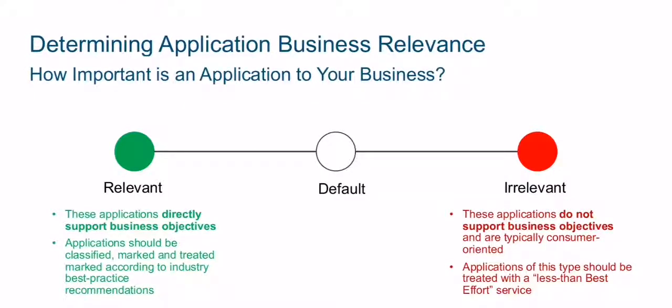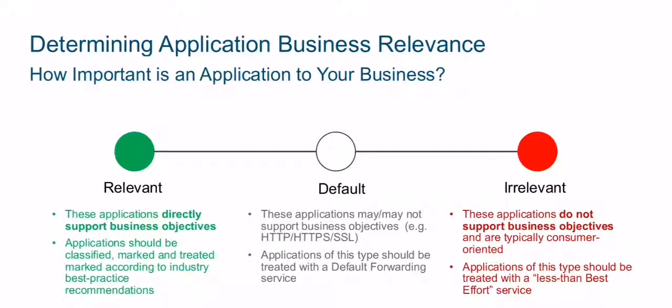Irrelevant are those that do not support business objectives and are typically consumer oriented. Applications of that type should be treated as a less than best effort service, which means applying first in, first out and just limiting the amount of bandwidth. Default, those are the applications that may support business objectives. HTTP, SSL, applications of that type should be treated by the default forwarding service.